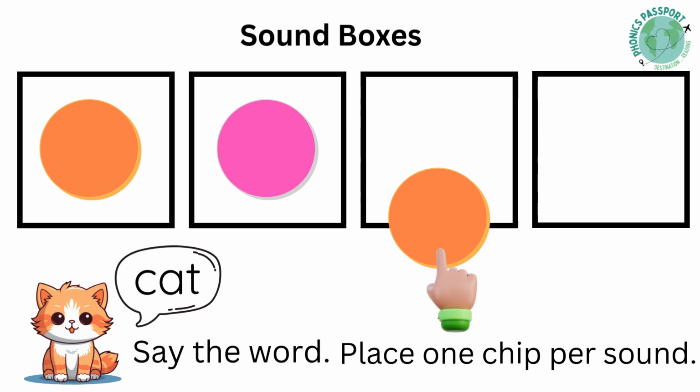What is the third sound we hear in the word cat? Cat. The sound is t. Place 1 chip in the third sound box for the t sound. Parents, just a reminder, we are not using letters during this step because we are developing phonemic awareness.